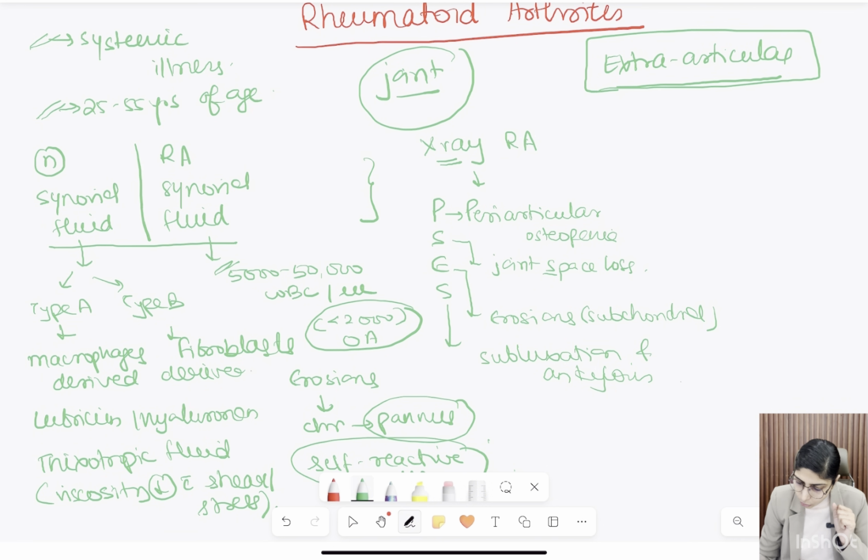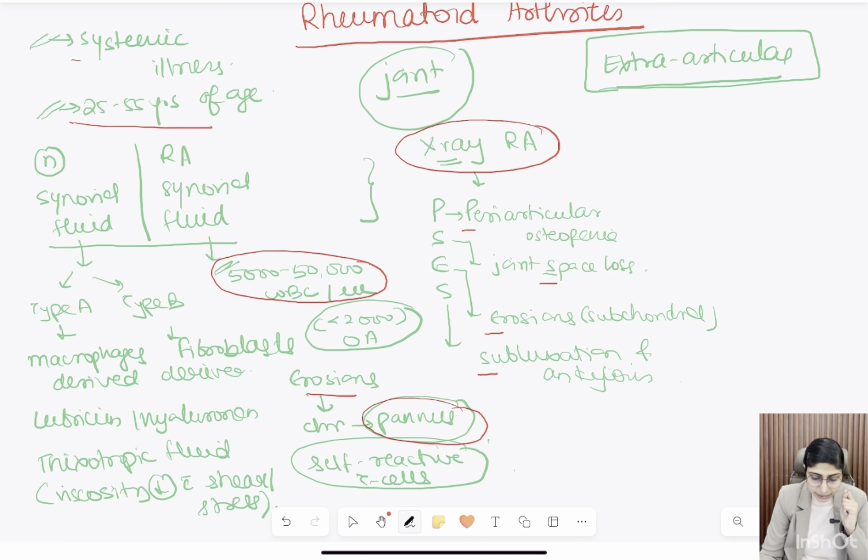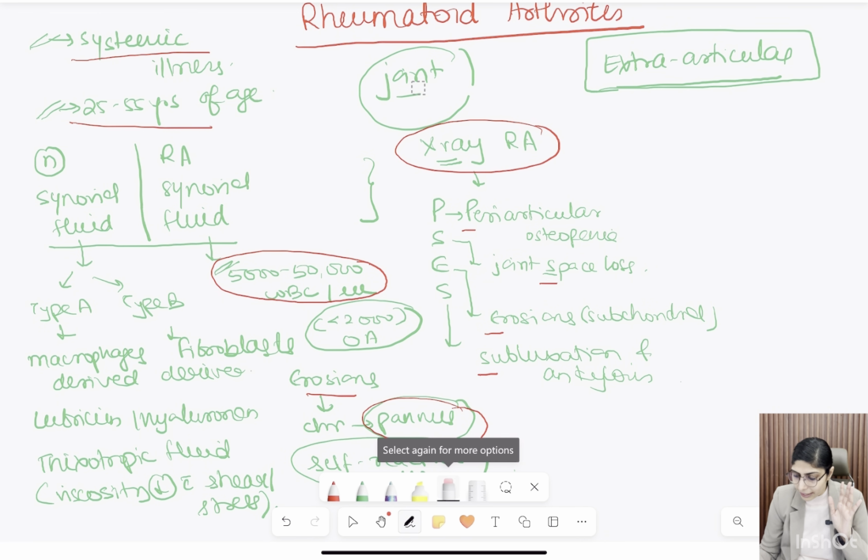So periarticular osteopenia, joint space loss, erosions, and subluxation and ankylosis are features on an X-ray in a rheumatoid arthritis patient. Rheumatoid arthritis: synovial fluid 5,000 to 50,000 WBCs per microliter, leads to erosions, and when it becomes chronic, it leads to pannus formation. It is a disease of the young and it is a systemic illness. This is all you need to remember right now.